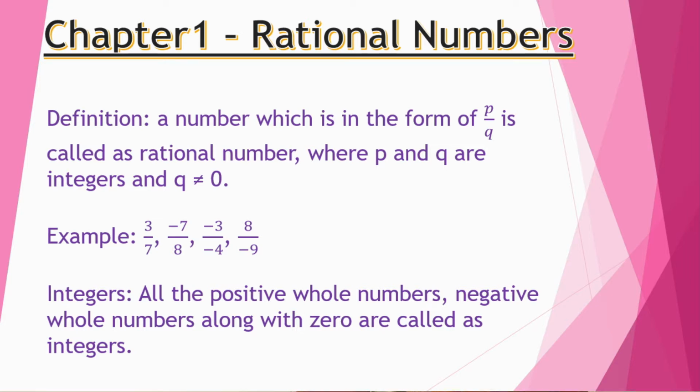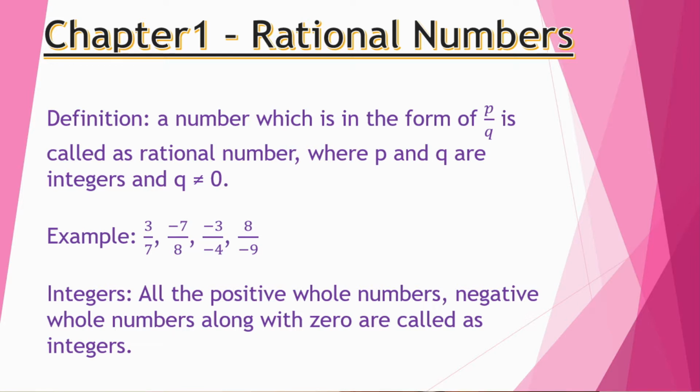Why q should not be equal to 0? Because q is in the denominator, and if the denominator value becomes 0, the whole number turns to infinity, because anything upon 0 is what? Infinity. Okay, so some examples of rational numbers are 3 upon 7, minus 7 upon 8, minus 3 upon minus 4, and 8 upon minus 9. These are a few examples of rational numbers.